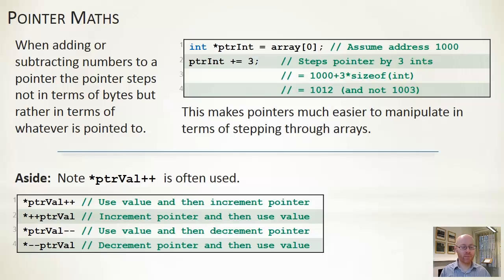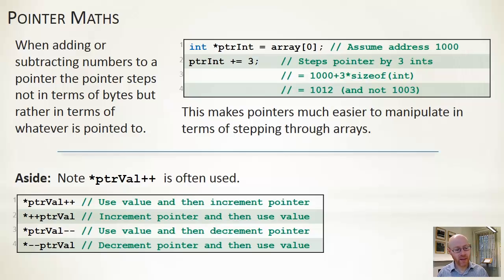When we add or subtract or increment or decrement our pointer variables, we are stepping them forward or backwards by chunks of memory, and those chunks are sized by the thing that it points to. This is a good thing because it makes it much easier to manipulate a pointer and step onto, if you like, the next thing or the previous thing if we have an array of these different items. We'll see that when we look at arrays.